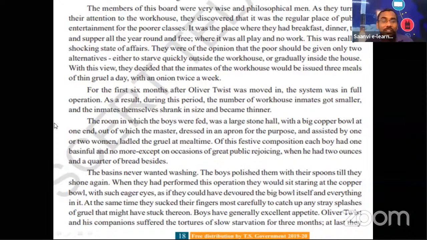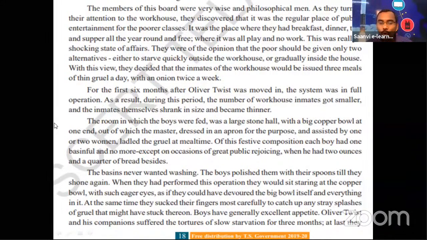So here, the basins never wanted washing. The boys polished them with their spoons till they shone again. They have a great appetite here. They are very hungry. That's why even a small particle of rice on the basin, they used to eat that also. So this is the circumstance they are facing in the workhouse.